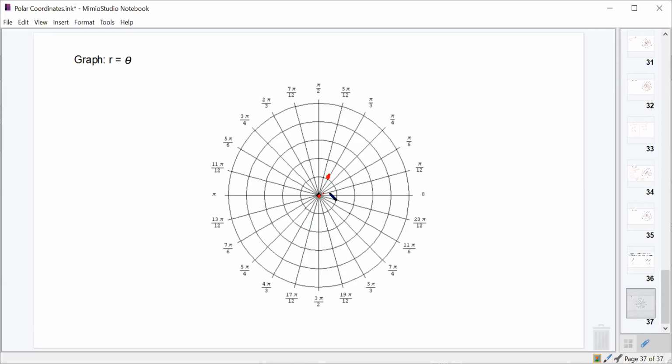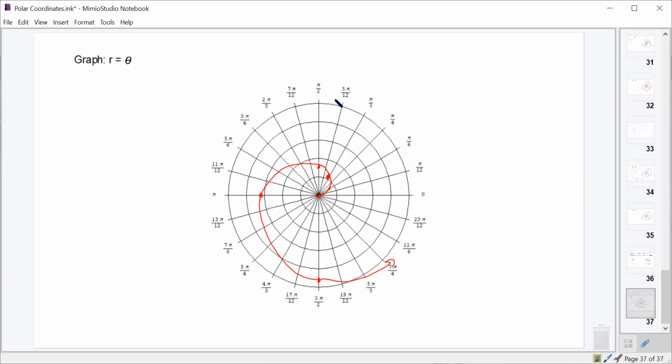And maybe if I put in pi over 6, that'd be a half-ish. Then at pi over 2, we'd be at about 1.5. At pi, we'd be just over 3. And at 3 pi over 2, we're going to be awfully close to 5. So we're just sort of spiraling out. And this is called the Spiral of Archimedes, for any of you that have interest in these sorts of things.